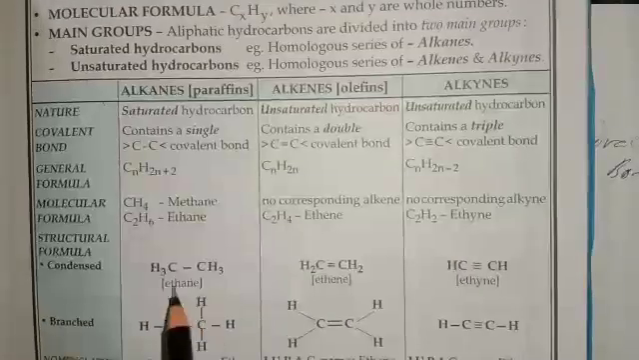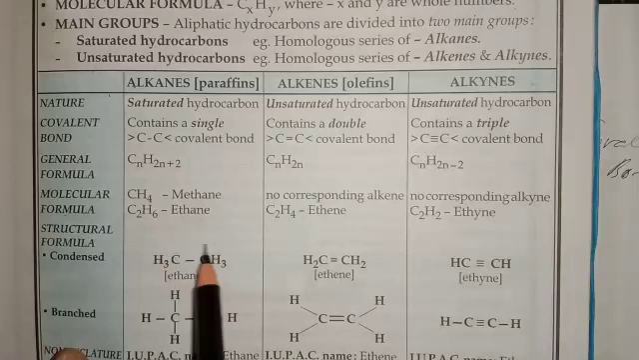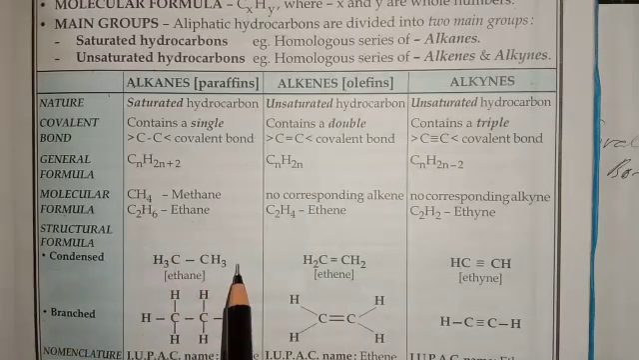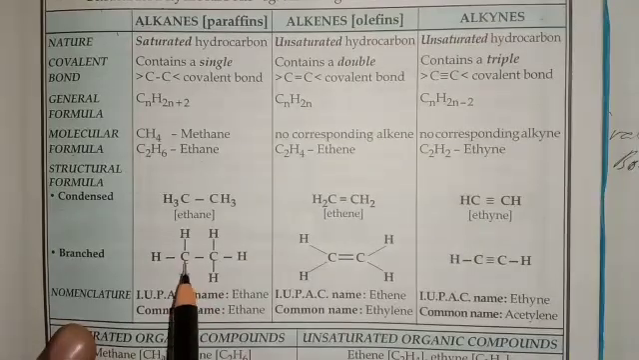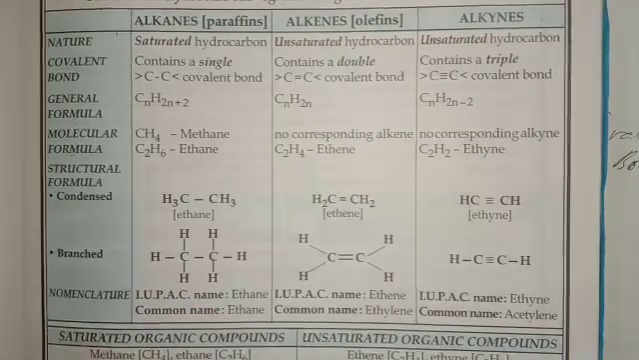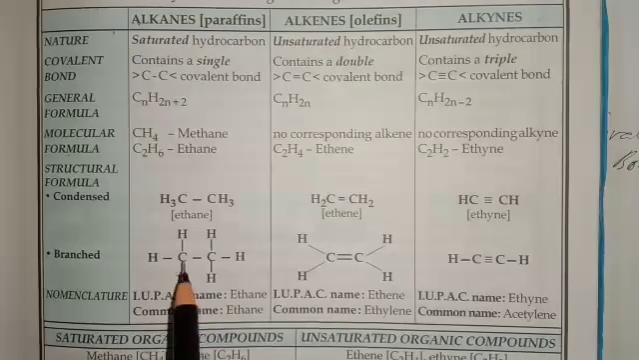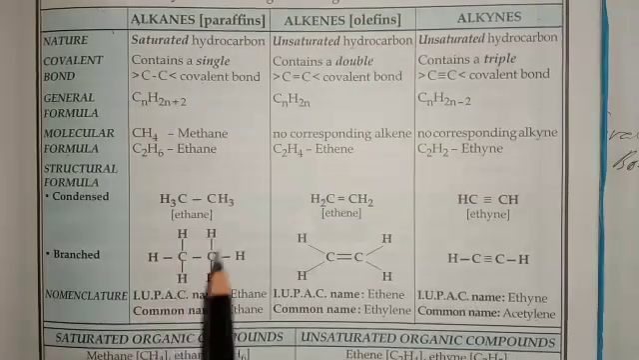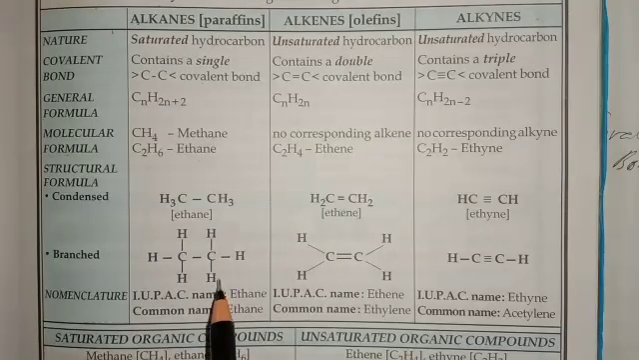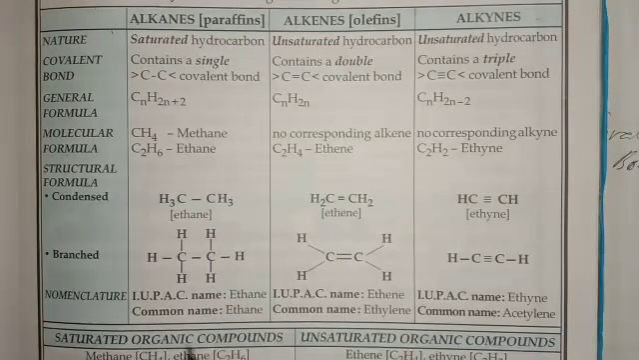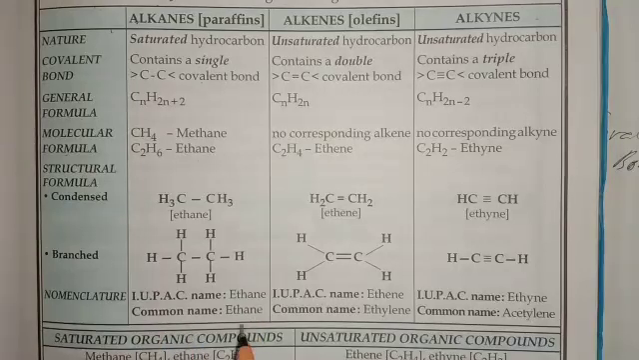And C2H6, this is the molecular formula of ethane. This is the condensed formula, and the structural formula is like this, having a single bond between carbons, with 3 hydrogens on this side and 3 hydrogens on that side. This molecule is ethane having a single bond. The IUPAC name is ethane, the common name is also ethane.